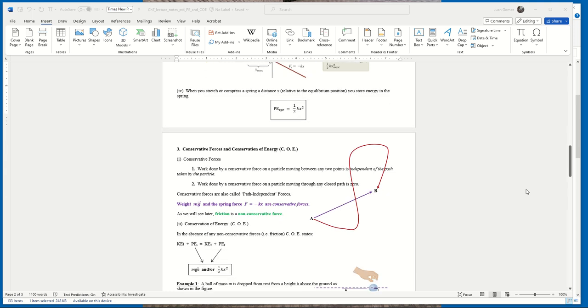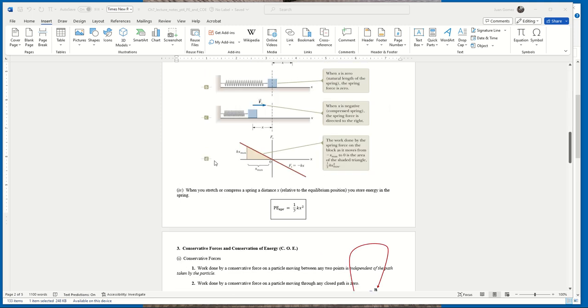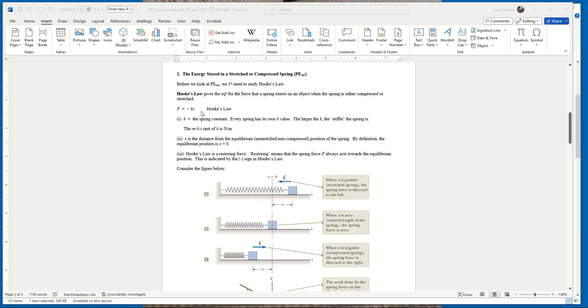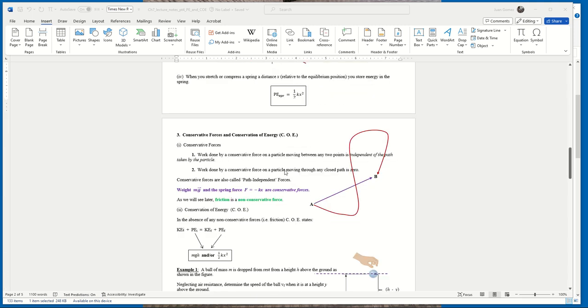Now, the spring force is what's called a conservative force, meaning in the language of physics, not conservative politically. So Hooke's Law, F is equal to minus kx, that's a conservative force. mg, the weight of an object, gravity, is a conservative force. Well, what does it mean? What makes it conservative is that the work done by a conservative force on an object moving between any two points, call them A and B, is independent of the path.